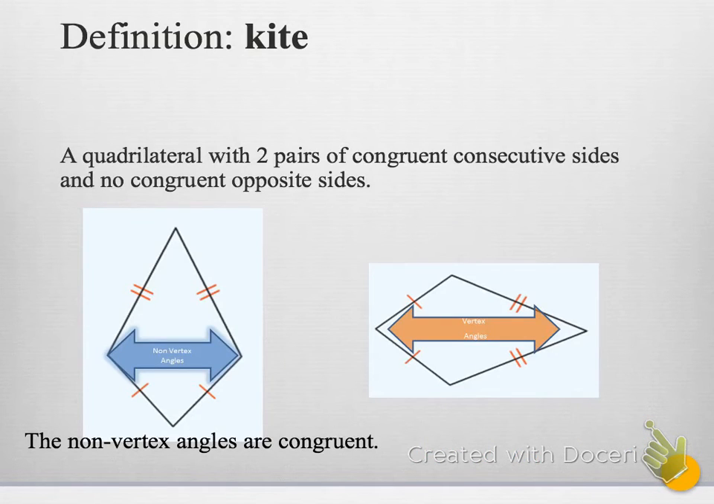A kite, a quadrilateral with two pairs of congruent consecutive sides. So we have those two sides being congruent and these two sides being congruent. And no congruent opposite sides. So these two sides are not congruent to each other, and these two diagonal ones, the opposite ones, are also not congruent to each other, which is why it is a kite. The non-vertex angles are also congruent. If you look at my picture here, these angles will be congruent, and you'll see that in a later picture.